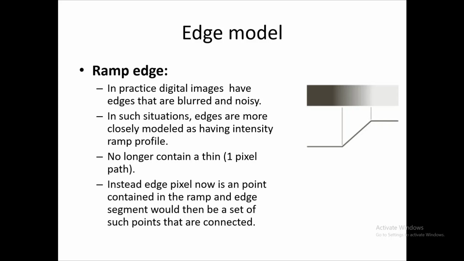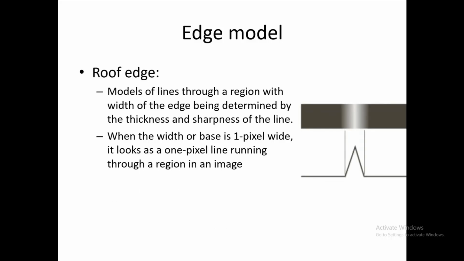The third type of edge is the so-called roof edge. Here we can see these are the models of lines through a region, with the width of the edge being determined by the thickness or the sharpness of the line. When the width or the base is 1 pixel wide, it looks like a 1 pixel line running through a region in an image. And this edge arises, for example, in range imaging, when the object is closer to the sensor than the background.